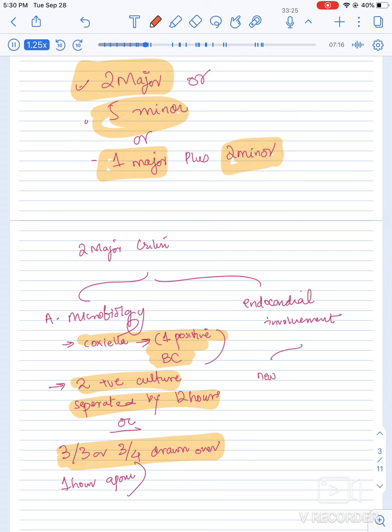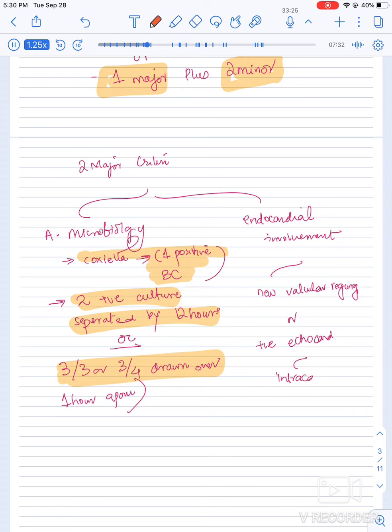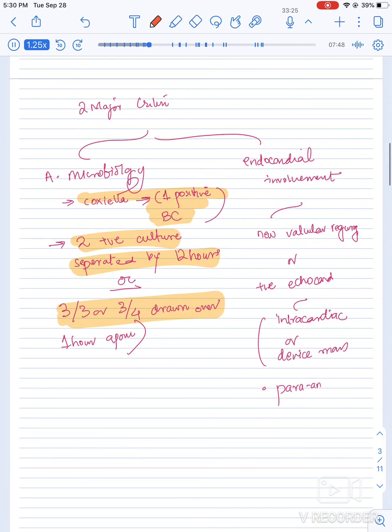You can have new valvular regurgitation or positive echocardiogram results of vegetation, which can include either intracardiac or device mass, periannular abscess, or you can have new dehiscence of prosthetic valve.